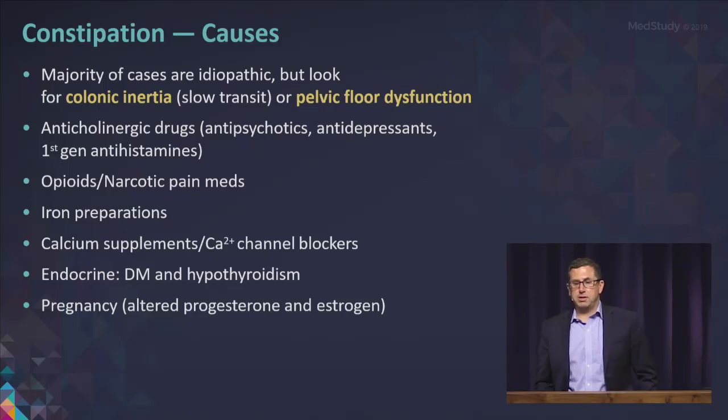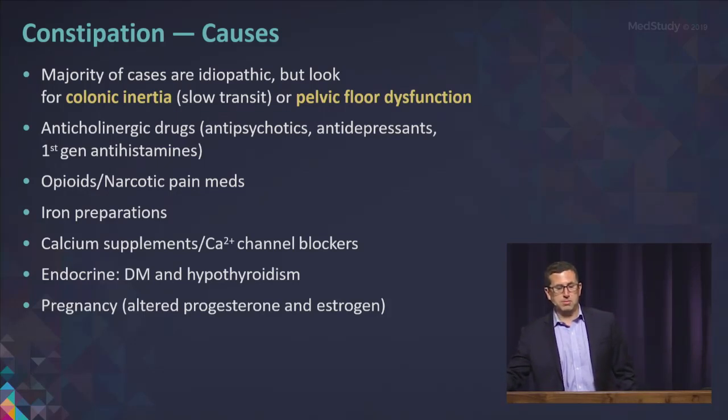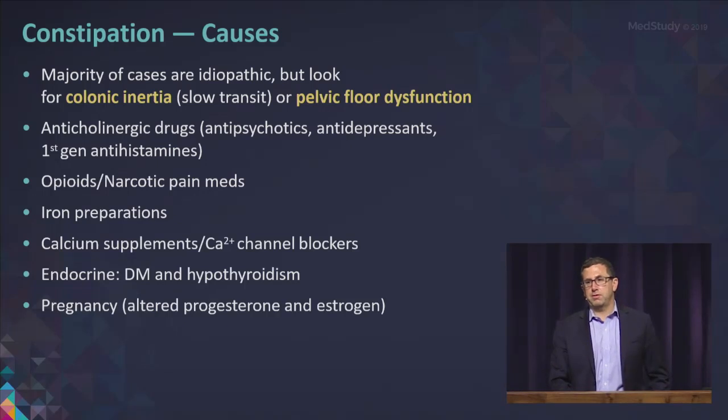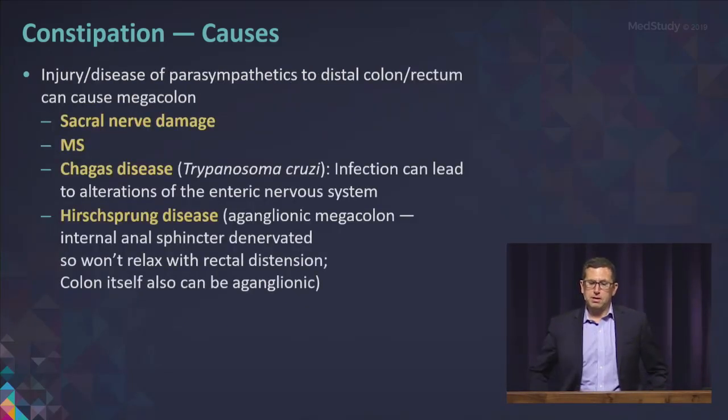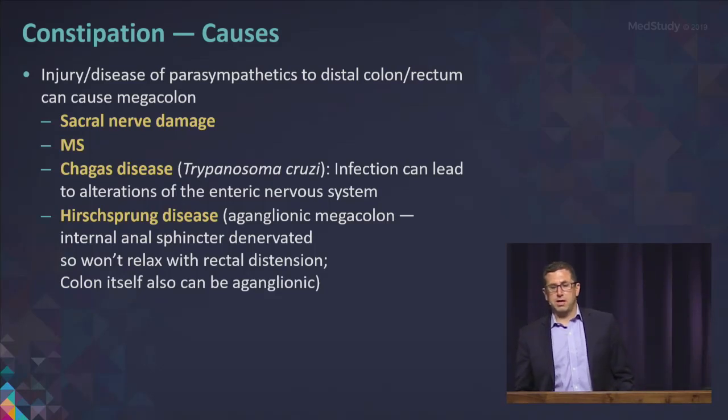All right, so now we're going to switch gears and talk about constipation. So the majority of constipation causes are idiopathic, but you definitely need to be on the lookout for colonic inertia or slow transit constipation and pelvic floor dysfunction. You also should be looking very carefully at the medicines that your patients are on. So anticholinergic drugs are a big culprit for causing constipation, as are opioid narcotic pain medicines. Even iron and calcium supplementations and calcium channel blockers can cause constipation. And then there's endocrine etiologies, including diabetes and hypothyroidism. And finally, pregnancy due to altered progesterone and estrogen levels can be associated with constipation. There could also be neurologic causes of constipation.